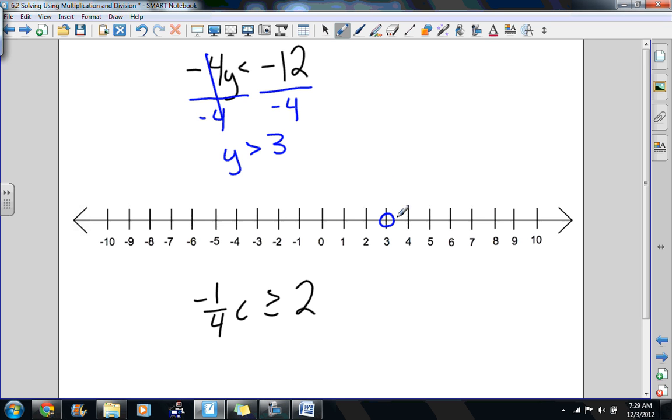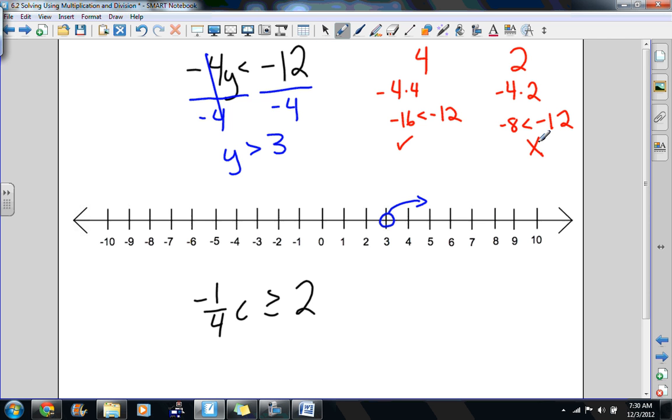So I'll go over here, and I'm going to shade to the right. Now here's what's important. The reason why this is true, I'm going to pick 2 numbers. One number that's bigger than 3, so I'm going to go 4. And one number that's smaller, so I'll go 2. So if I plug 4 into the equation, I go negative 4 times 4 gives me negative 16. And negative 16 is smaller than negative 12. So this is true. Over here, though, if I go negative 4 times 2, that gives me negative 8. Negative 8 is not smaller than negative 12, so it's false.